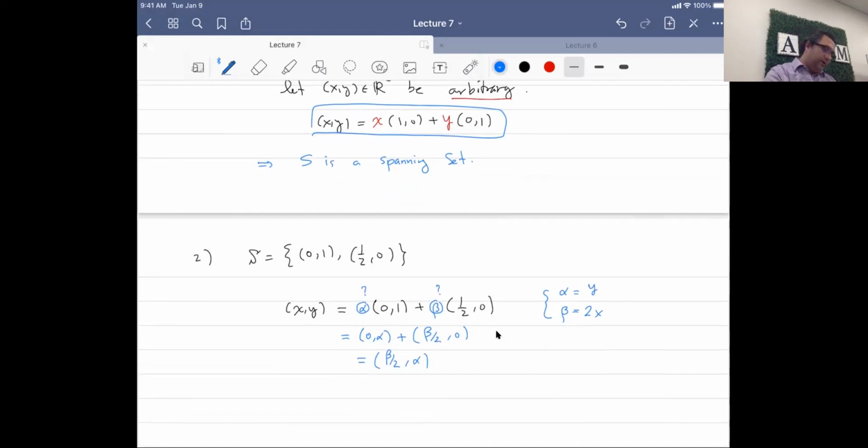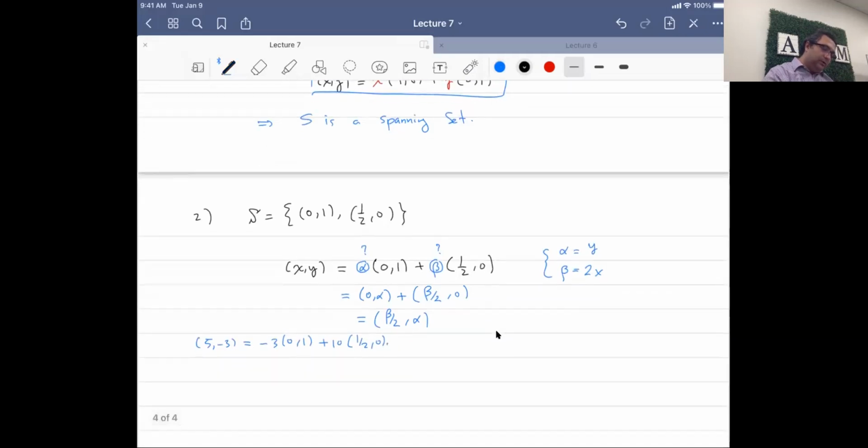So if (5, -3) is an arbitrary vector, how can you write it as a linear combination of (0, 1) and (1/2, 0)? It's -3 times (0, 1) plus 10 times (1/2, 0). So this is our construction now. This means that S is a spanning set.